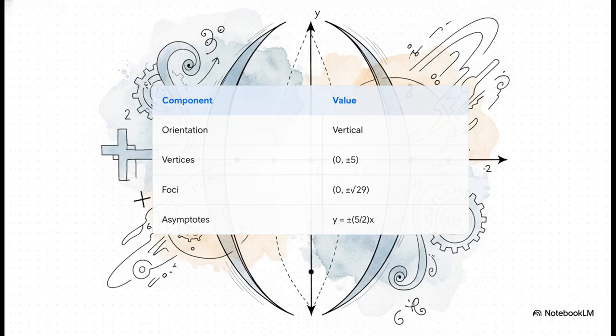The rules are the same, though. A squared is under the positive term, so that's 25, meaning a is 5. B squared is 4, so b is 2. And that means our vertices are now on the y-axis at 0, plus or minus 5. Oh, and the slope of our asymptotes? It just flips to a over b. It's all the same logic, just turned 90 degrees.